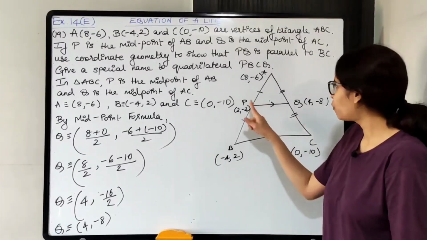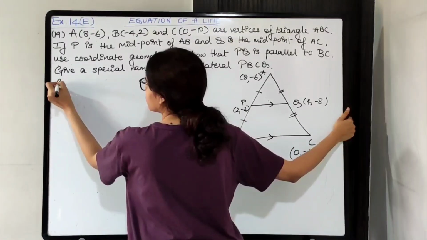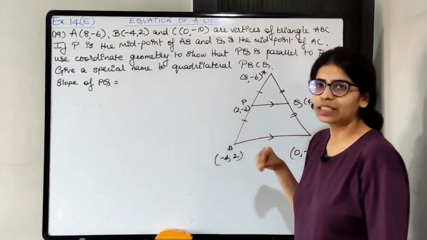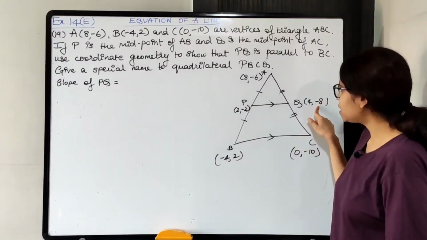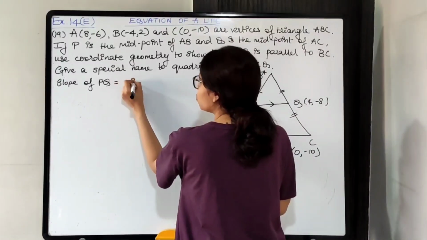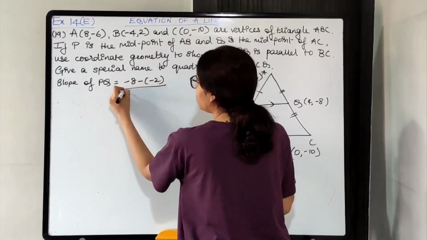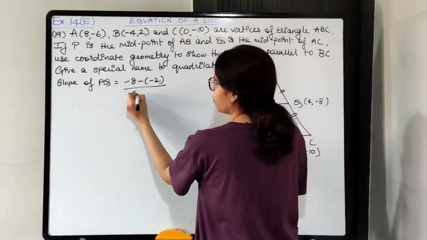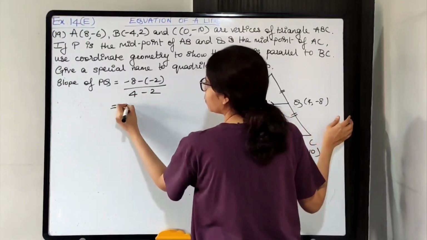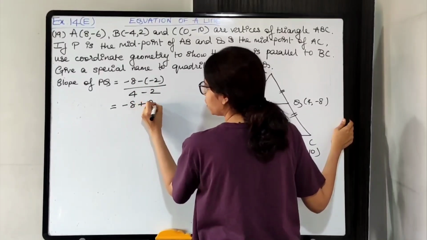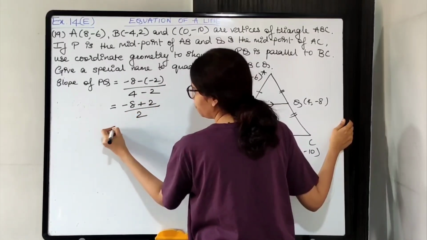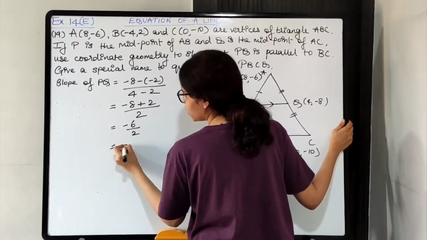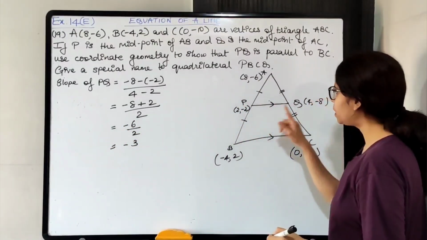Let's find the slopes of PQ and BC. Slope of PQ. Subtract the y coordinates first. So -8 minus 2 upon 4 minus 2. So -8 minus 2 will give -10 or rather -8 minus 2 upon 4 minus 2, where 4 minus 2 is 2. That will give -6 upon 2. So this gives -3. Okay, the slope of PQ is -3.